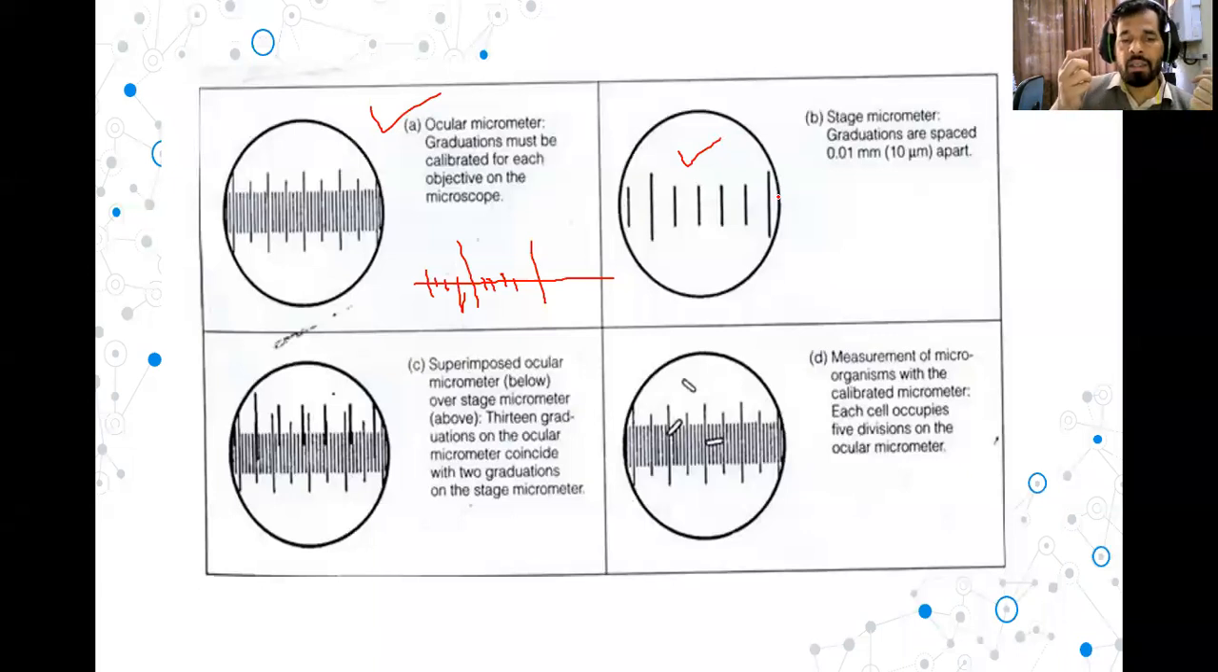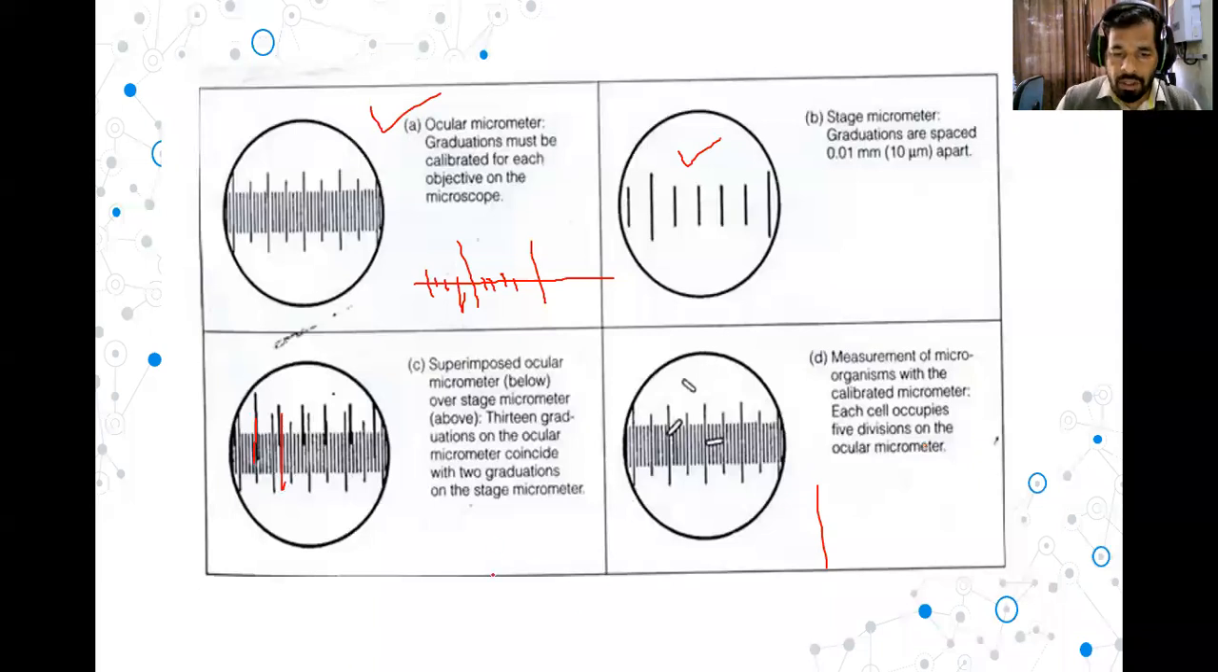Now you can rotate the eyepiece micrometer. So what you have to do in the third step is superimpose the ocular micrometer over the stage micrometer. This is the reading of the ocular micrometer. You have to move the eyepiece micrometer and superimpose it over the reading of the stage micrometer. Simple thing, just superimpose both readings, and then measure the size of the microorganism or the starch grain. This is very simple.